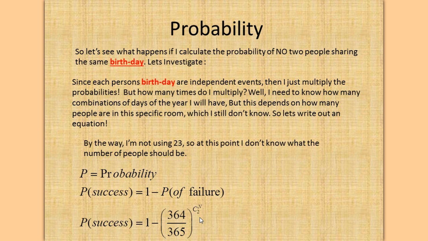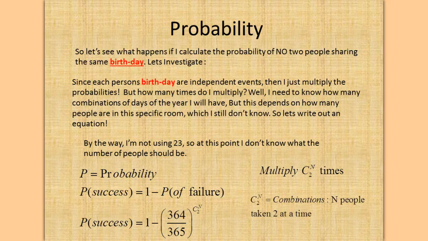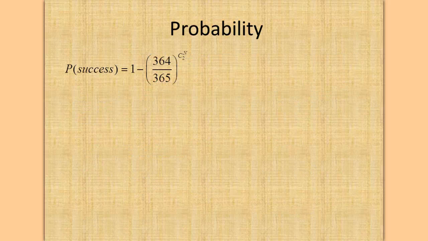Okay? And C of n choose 2 is a combination: n people taking 2 at a time. Okay? So the probability of success equals 1 minus 364 divided by 365 raised to the power of this factor we have, which we haven't calculated yet.